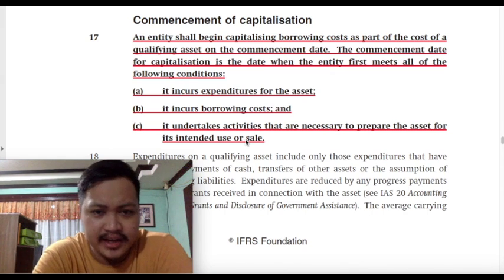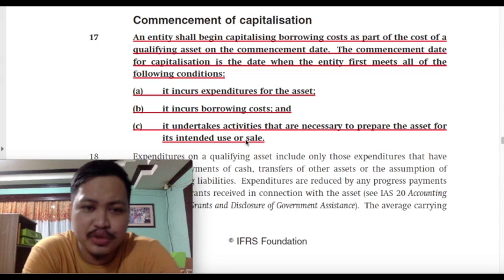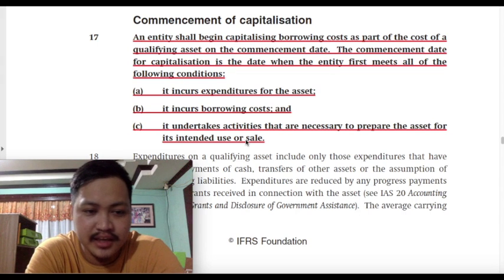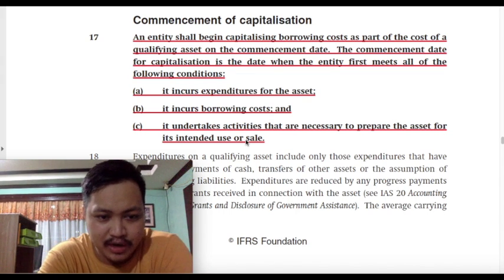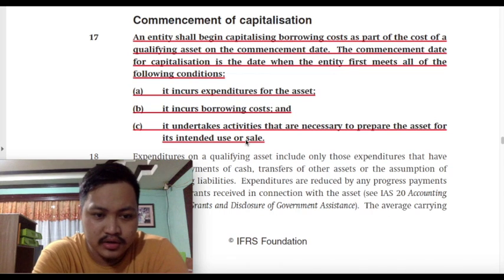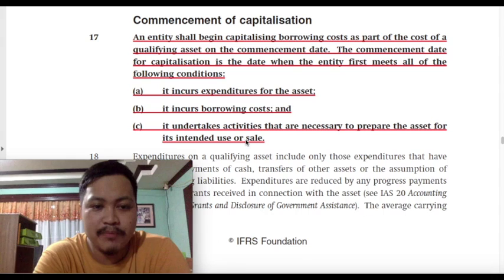A and C go hand in hand, because if you already undertake activities that are necessary to prepare the asset for its intended use or sale, then definitely you will already be incurring expenditures for the asset. So you will just have to check, class, were you working on the asset already, and did we actually use borrowings to finance our construction? If the answer to those questions are yes, then you may commence capitalizing your borrowing cost.